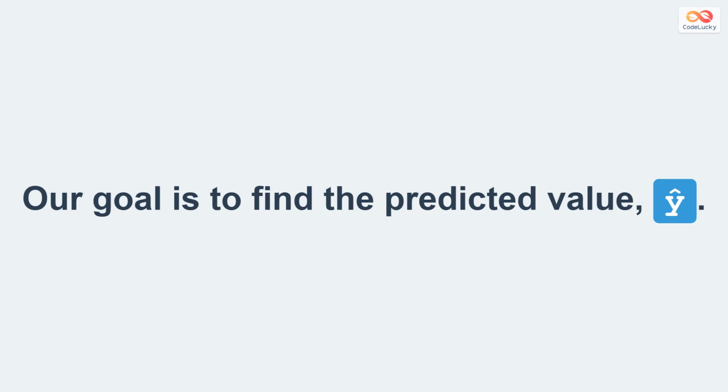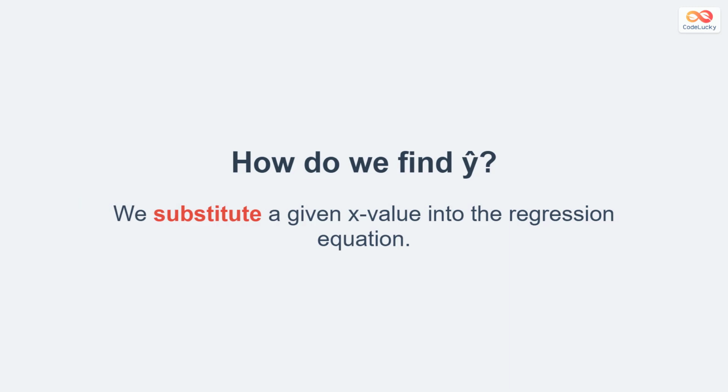The main purpose of using this equation is to calculate y hat, which is our predicted value. It's the best estimate we can make based on our data. To find y hat, we simply substitute, or plug in, a specific value for x into our equation. This is the key step in making a prediction.